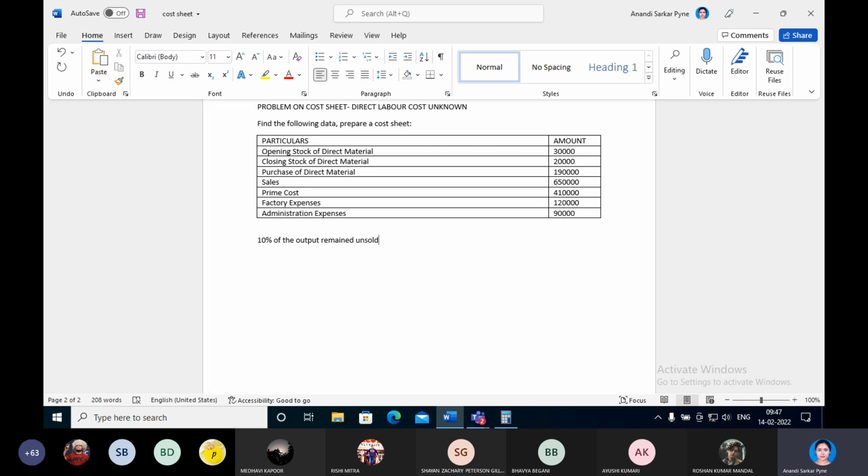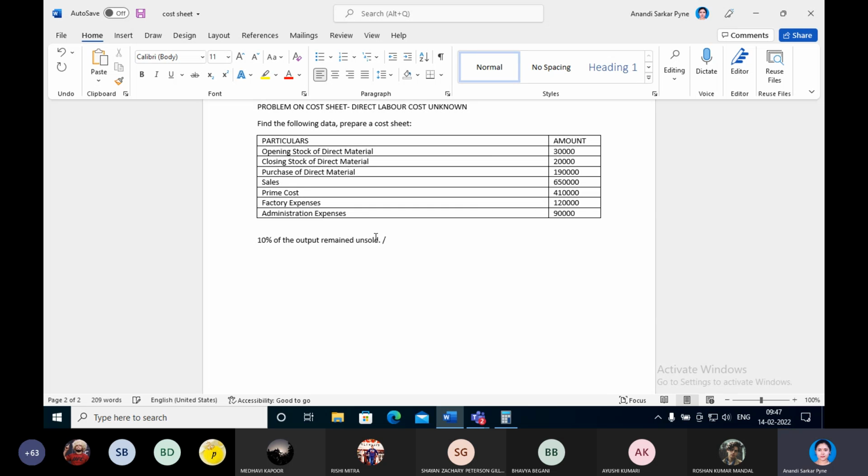That means whatever is the finished goods, the whole is not sold. Only the balance of 90% is sold. Yes, closing balance of finished goods. So there only 90% is sold, 10% is not sold.